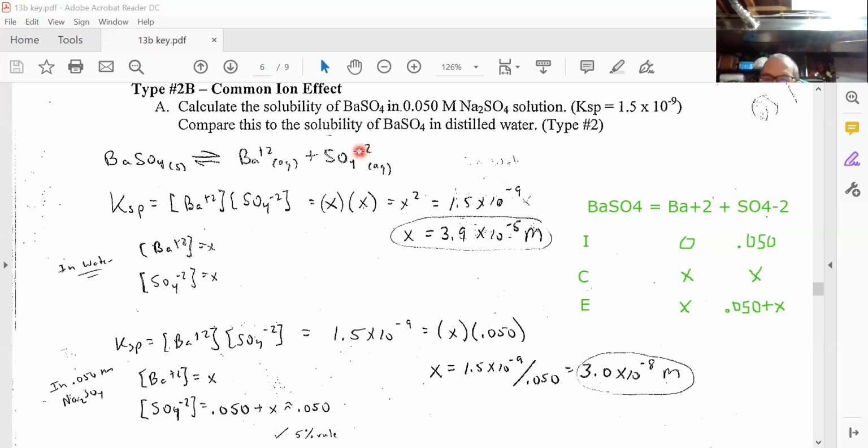Okay, let's just look at our assumption. What if I said 0.050 plus 0.0000003, it's still going to be 0.050. So notice our assumption is very accurate. There's no effect when we consider significant figures.